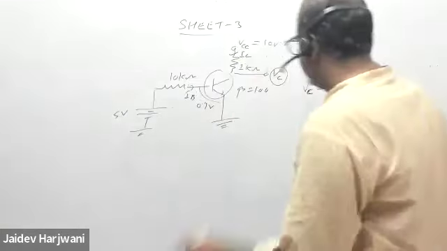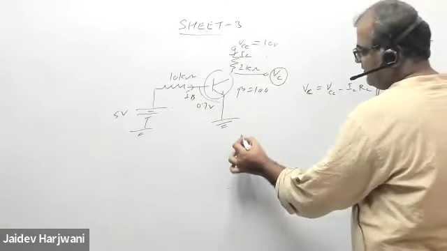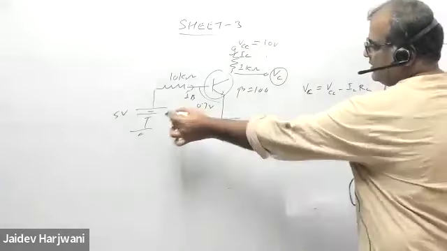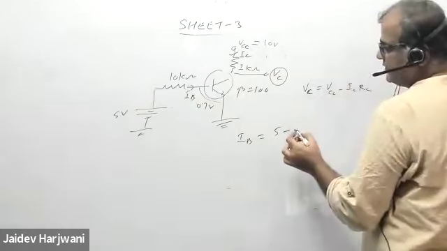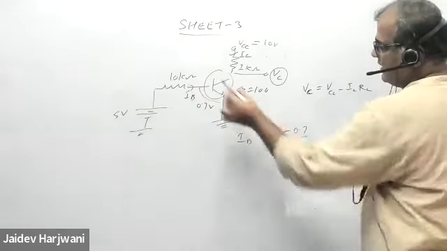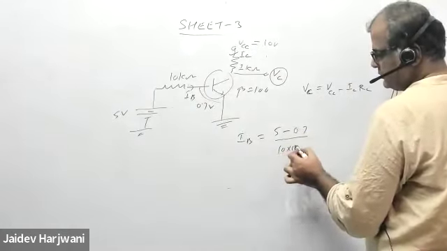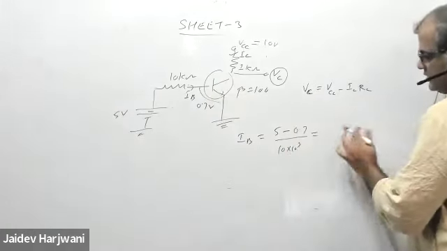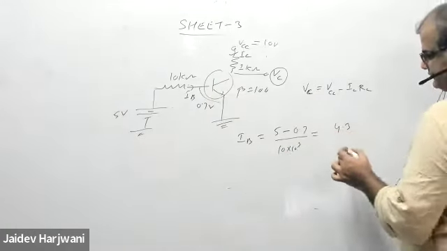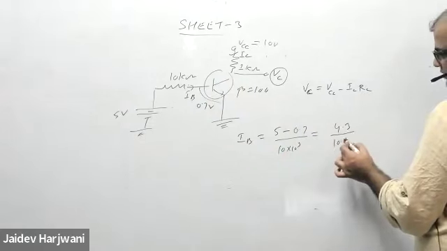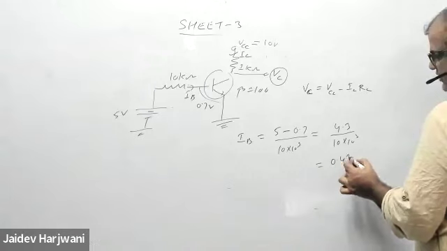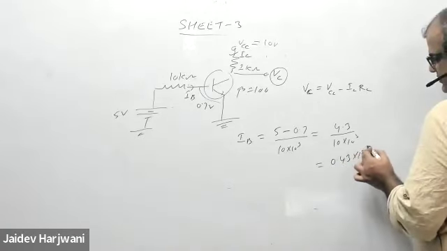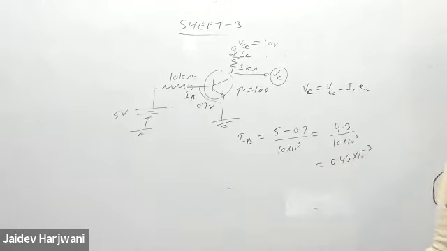Okay, so I can write now my IB will be what? IB will be 5 minus 0.7 divided by 10 kilo ohm. So this is 4.3 divided by 10 into 10 raised to the power 3 kilo ohm. So this becomes 0.43 milliamps. Okay, and multiply by 100.